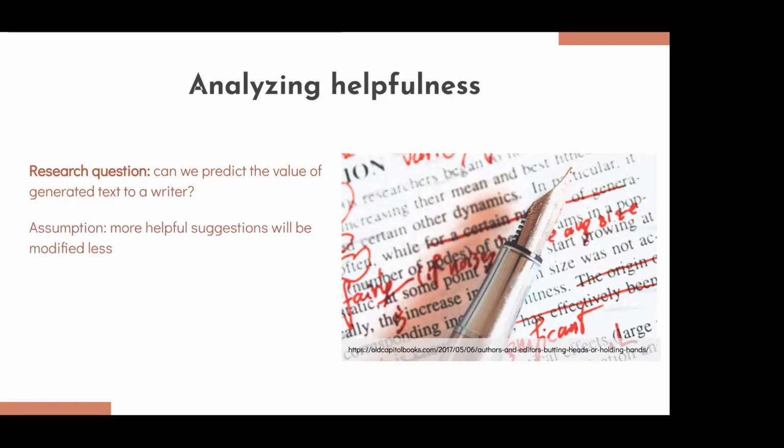The assumption that we made with our analysis of Creative Help interactions, so we had a bunch of people interact with the system and write stories with it, is that the suggestions that were more helpful to them, the ones that they found helpful, were actually more likely to be retained in the story. So the less a person changes the suggestion, you can make the assumption that they actually liked the suggestion and wanted to use it in their story. And like I said, then that enabled us to look at how the linguistic features of the suggestion predicted its helpfulness.